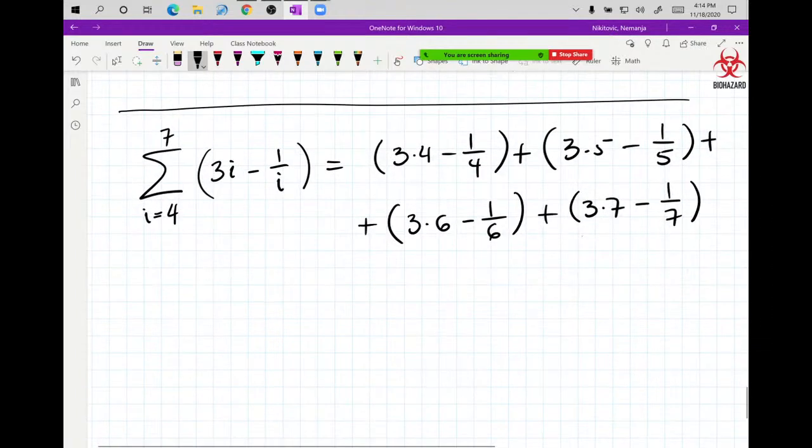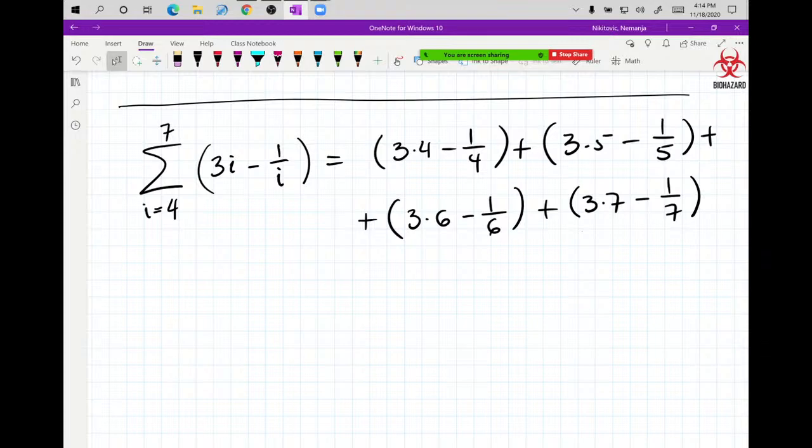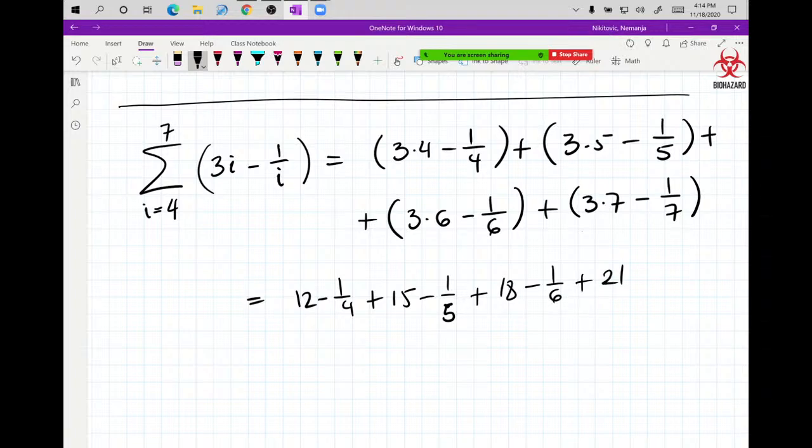And now you go and you compute. If you care about what this is, it's 12 minus a quarter. We don't even need these parentheses. Just 12 minus a quarter plus 15 minus a fifth plus 18 minus 1/6 plus 21 minus 1 over 7. You can add all of these numbers and figure out the fractions, the common denominator and all of that stuff. And there you go, you get some number over here. So summation notation is there to kind of help us with these things.